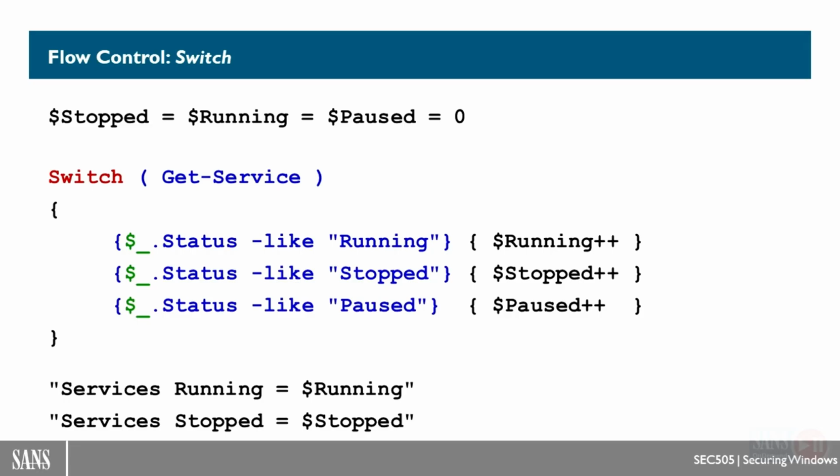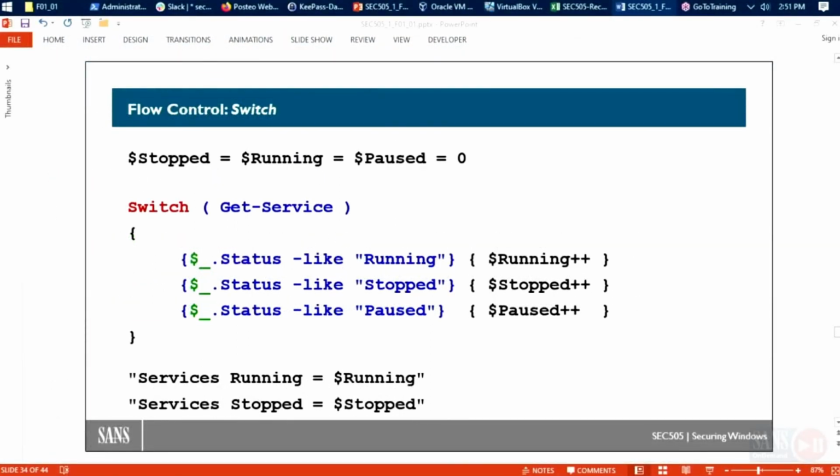Now for the switch flow control, after the word switch comes parentheses, and inside the parentheses you can have a command. You could also just have an array right there instead of a command that produces an array. The command is getService. That outputs about 200 objects, and each object, one at a time, goes into, you guessed it, the catcher's mitt variable, $_.